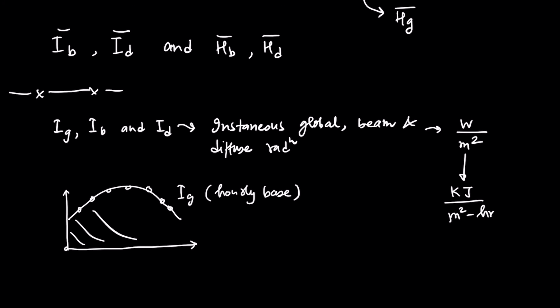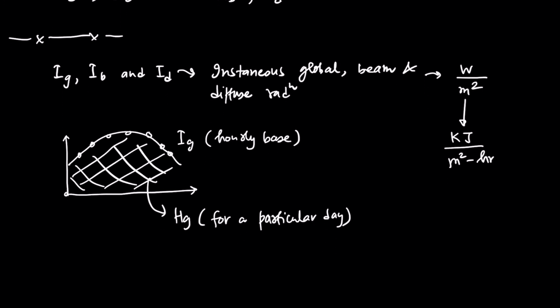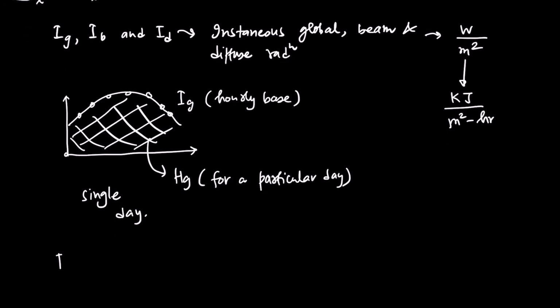Okay, and area under this graph, this is Hg for a particular day. Okay, now area under the curve means that we are integrating the value of Ig and we are getting Hg. Okay, now this is for a single day. Now, but I want to calculate these values for a particular month. So for a particular month, these values change to Ig bar, Ib bar, Id bar.